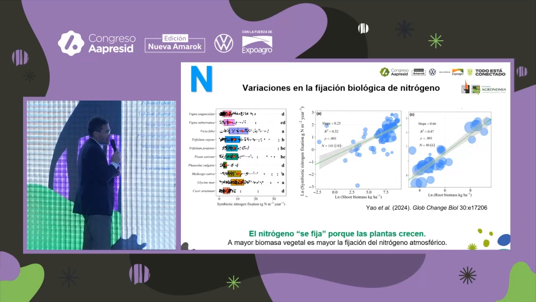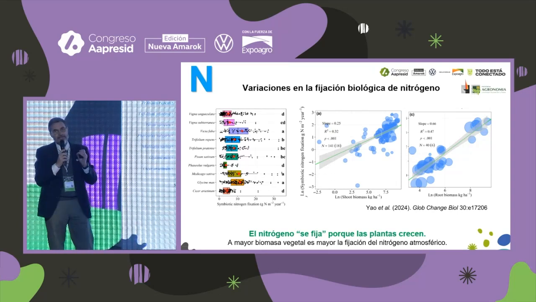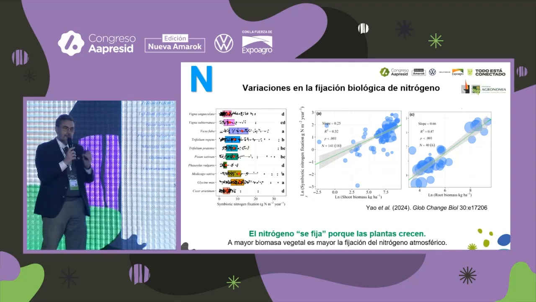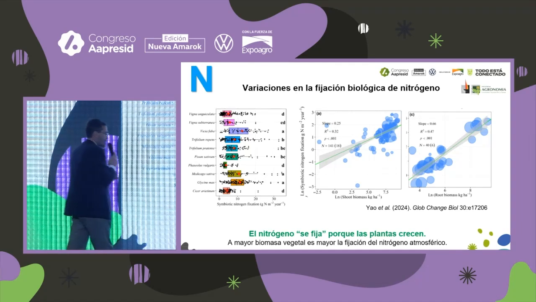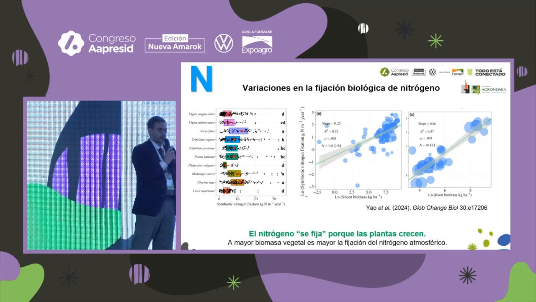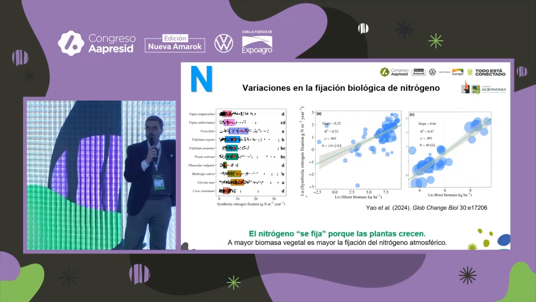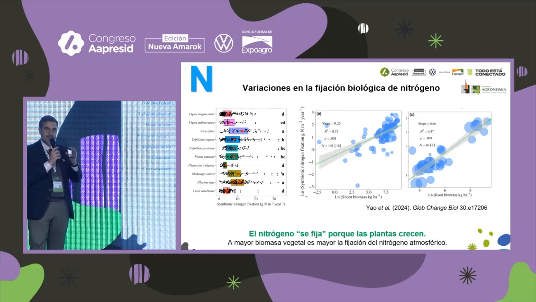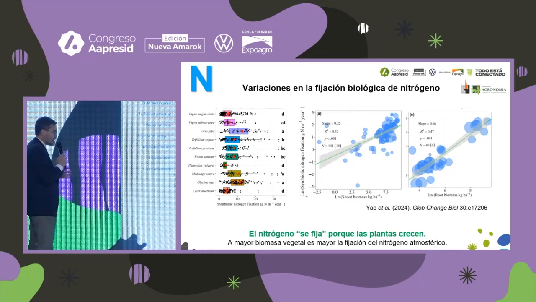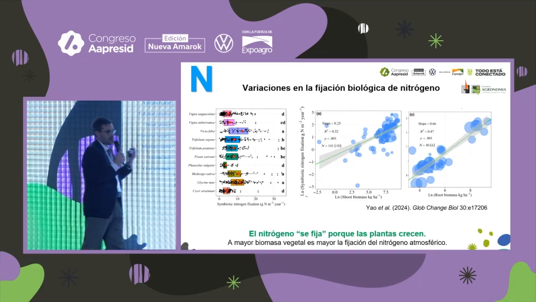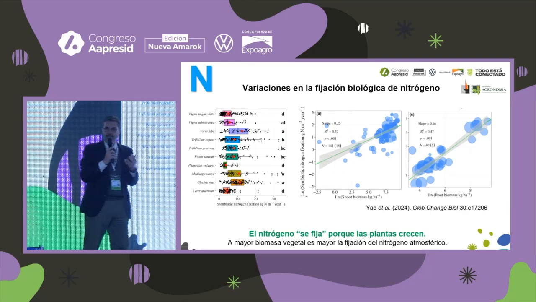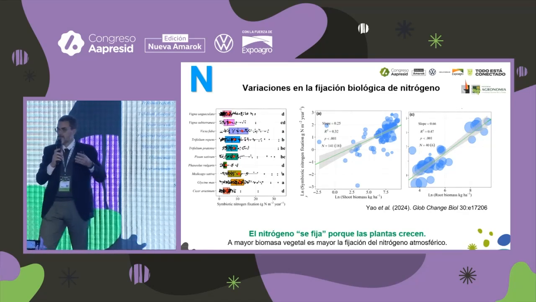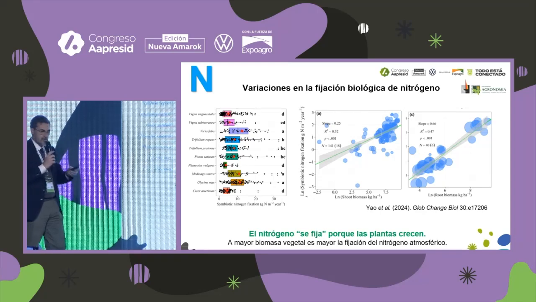Out of this study, it's important to highlight that year after year we see information showing that nitrogen fixation occurs because plants grow. That's the order of factors. Everything that contributes to growth, nitrogen offer matches our capacity to improve plant growth.